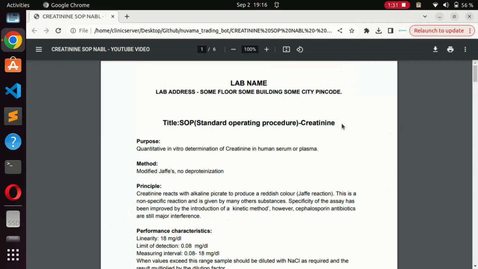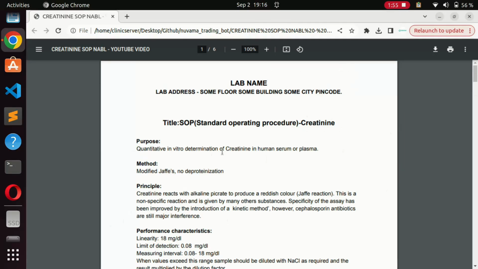Now serum creatinine is basically a biochemistry assay which measures the level of creatinine in the patient's serum sample. So this is usually done either on human serum or plasma, and creatinine usually forms a part of any routine kidney function test. So first of all, we will just go through it line by line, page by page, so that it becomes easy for you to understand.